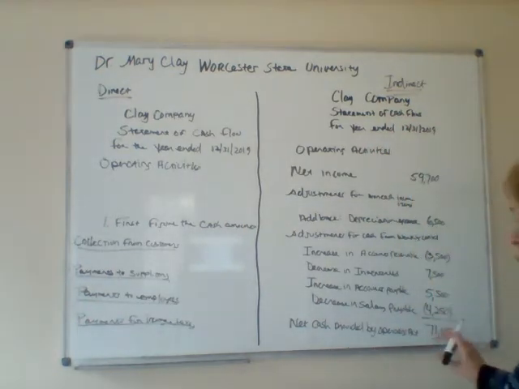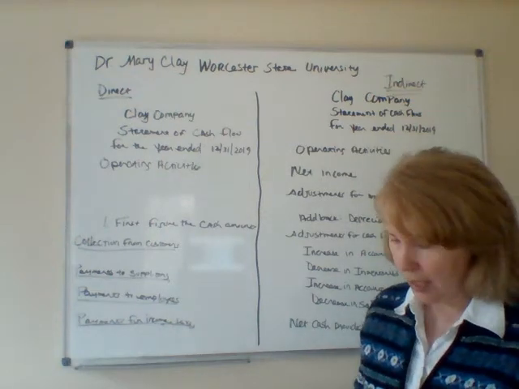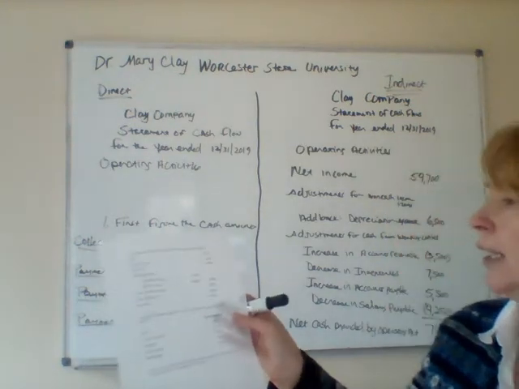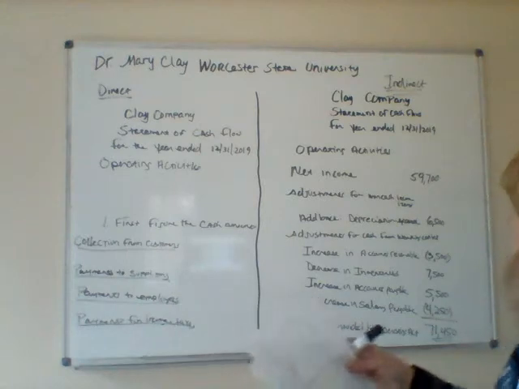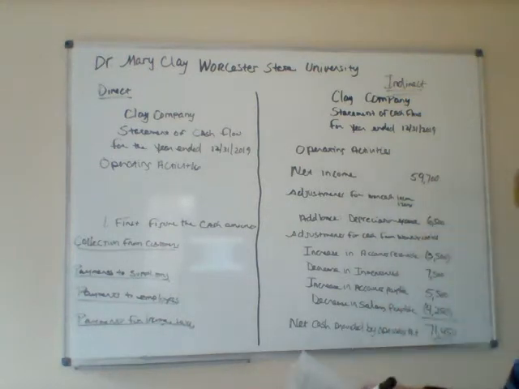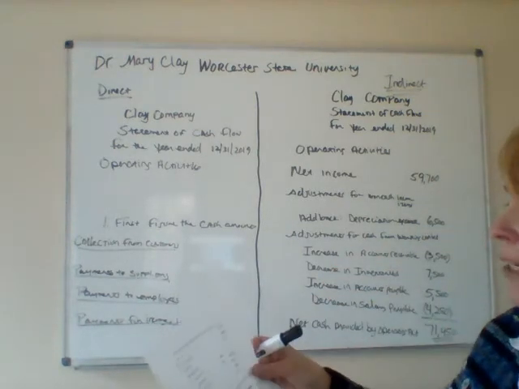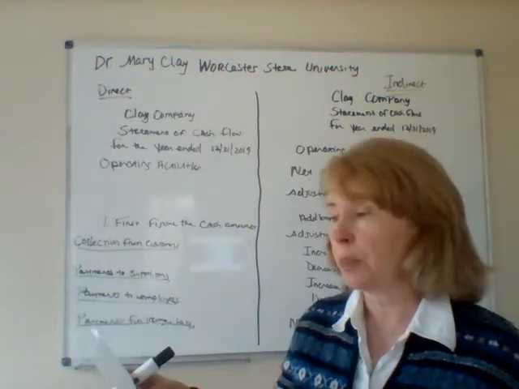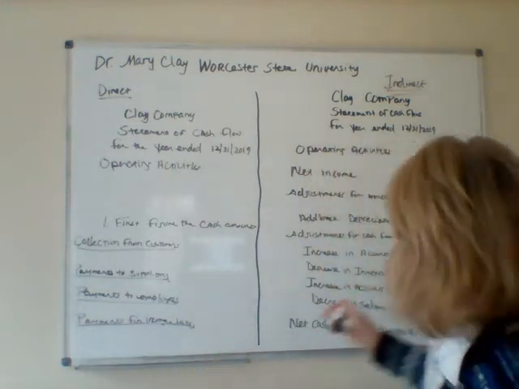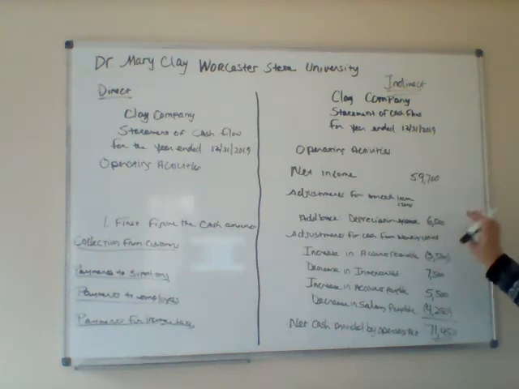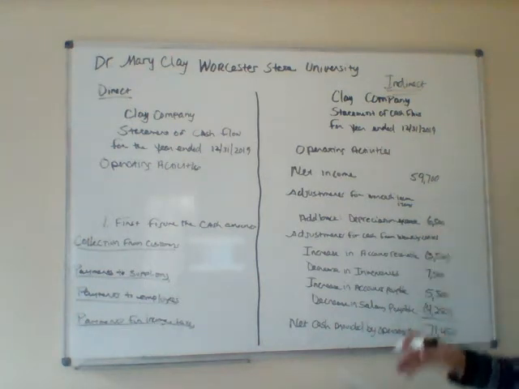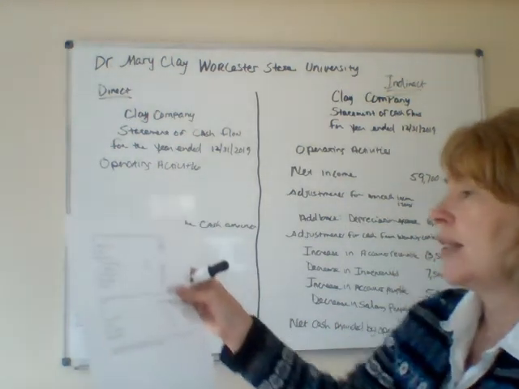Okay, so the indirect method, you would start with the income statement, which the net income is $59,700. That's your first number. Then you would add back any non-cash items. Well, depreciation is a non-cash item, so you're adding that back right here, the $6,500. And then you do the changes down the bottom.